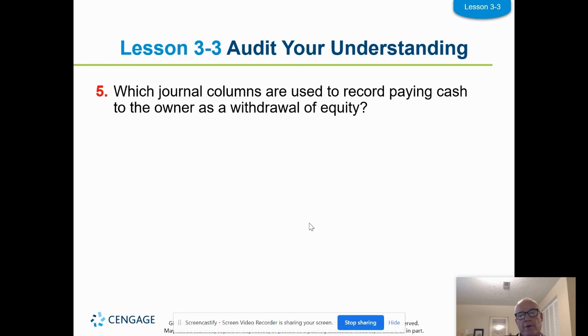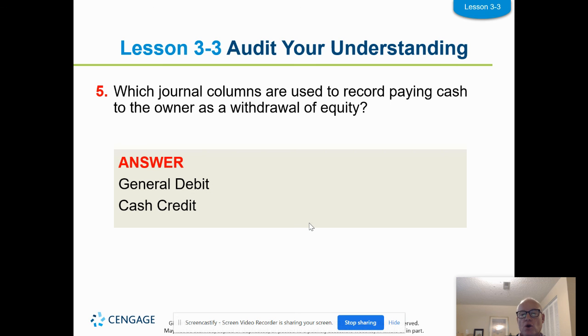Which journal column is used to record paying cash to the owner as a withdrawal of equity? We just did this a moment ago. And again, I hope you can pause these and think, maybe go back and look at the various entries we've made. We're going to have a general debit to name of owner, comma, drawing. We increase that with a debit. It's a reduction of equity, money coming out of the business. And we're going to credit cash. We're going to reduce cash. So at the end of the day, we reduce an asset. We increase a drawing account, which is in turn a decrease to equity.